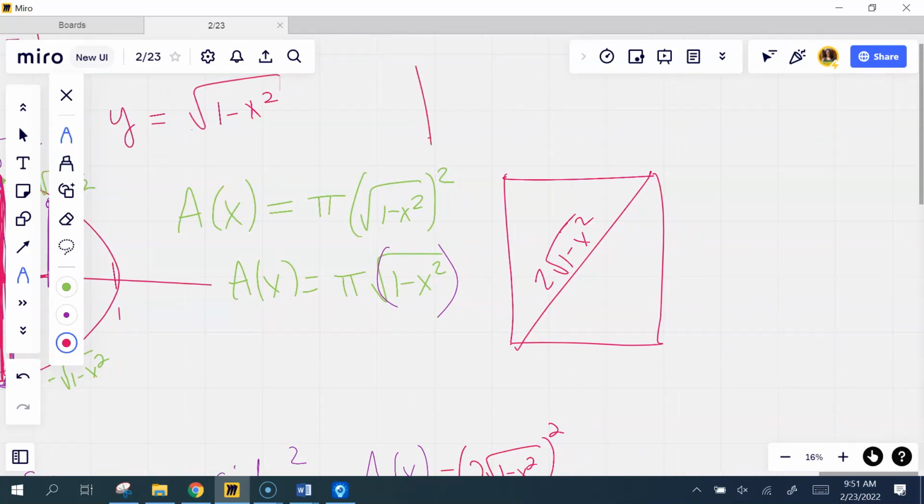So, 45, 45, 90 triangle. If this leg is x, the hypotenuse is x times the square root of 2. But to go backwards, from the hypotenuse to a leg, what do we do? If you multiply to get to the hypotenuse, you would divide, right? So this is 2 times the square root of 1 minus x squared divided by the square root of 2.